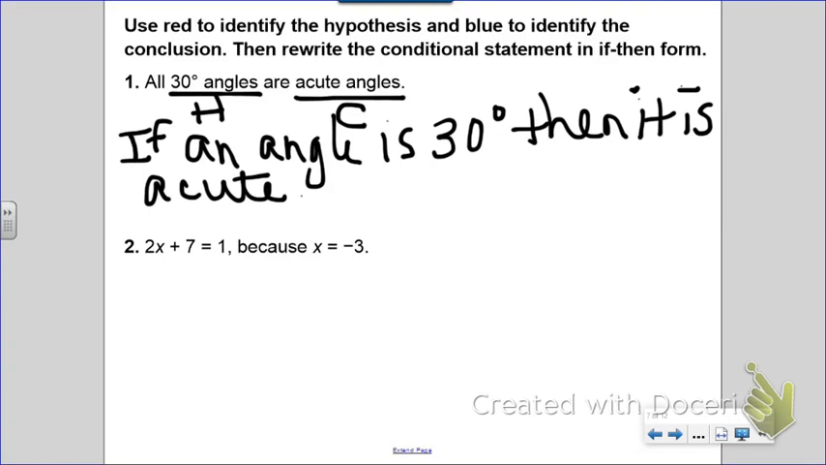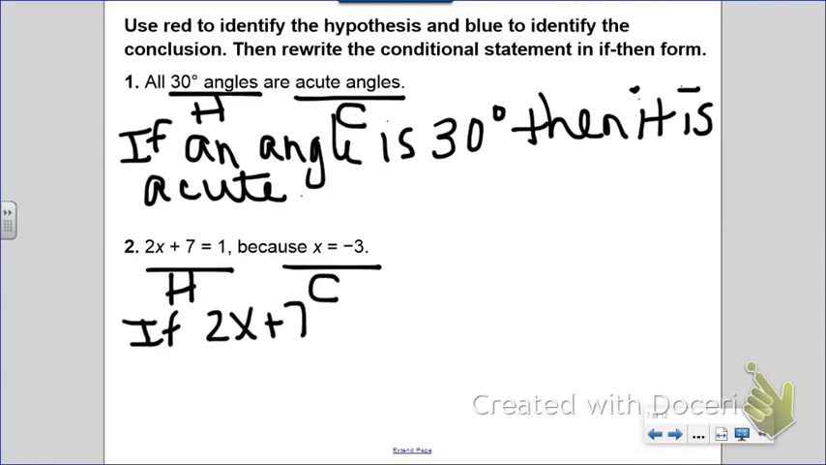Hypothesis: 2x plus 7 equals 1. Conclusion: x equals negative 3. If 2x plus 7 equals 1, then x equals negative 3.